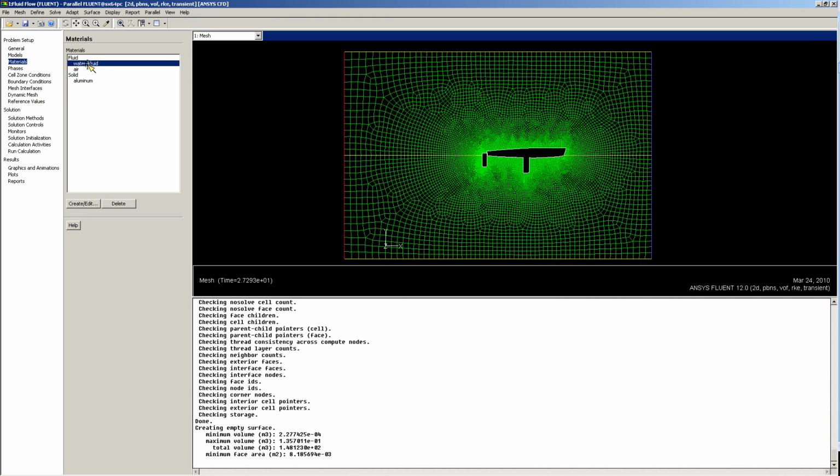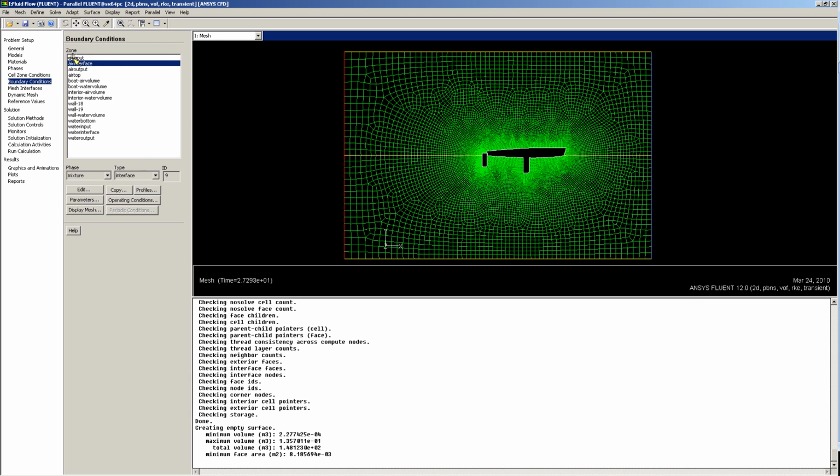We imported the water liquid from the Fluent materials database. The air fluid was already loaded in, so we didn't need to do that. And then we set the two phases. We set the primary phase as air and the secondary phase as water, and we gave them an extra label just so that we could identify them more easily later on.